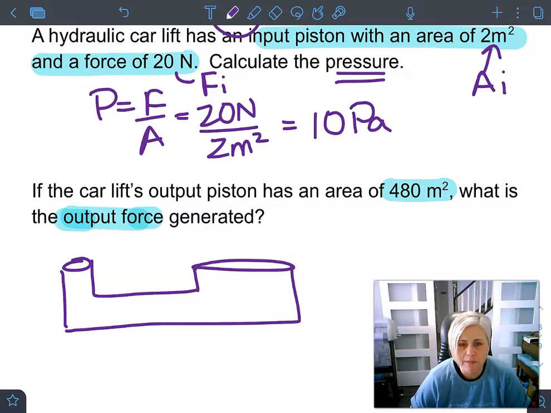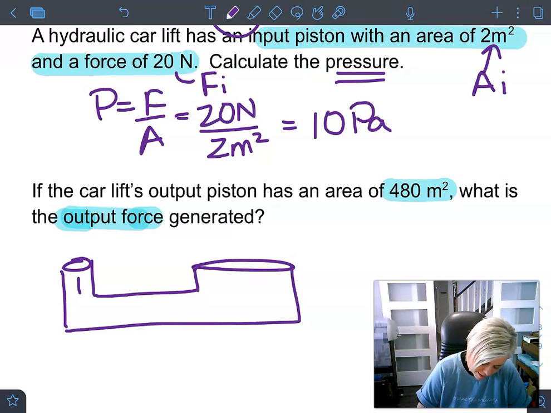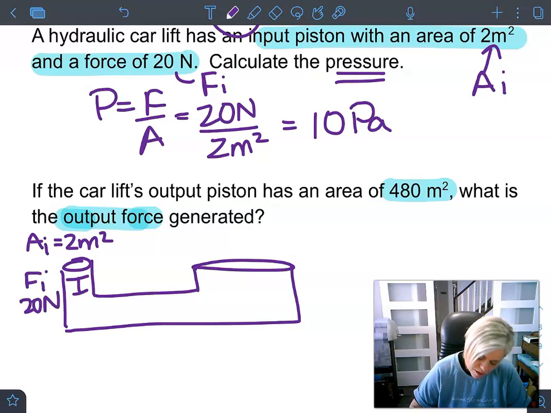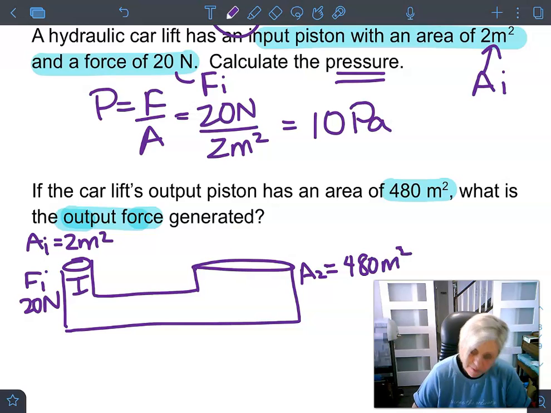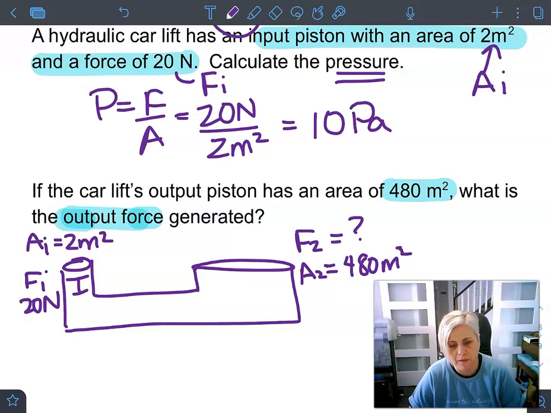Okay, so I'm going to use the two input values from the question above. On my input side, the area is 2 meters squared, and my force was 20 newtons. On the output side, you're given an area of 480 meters squared. You're asked to figure out the output force. That's what we don't know.